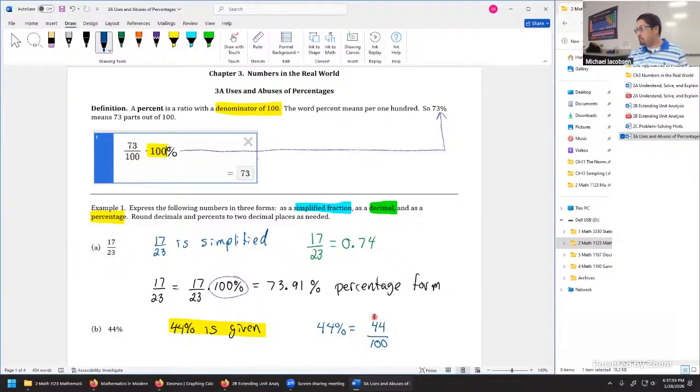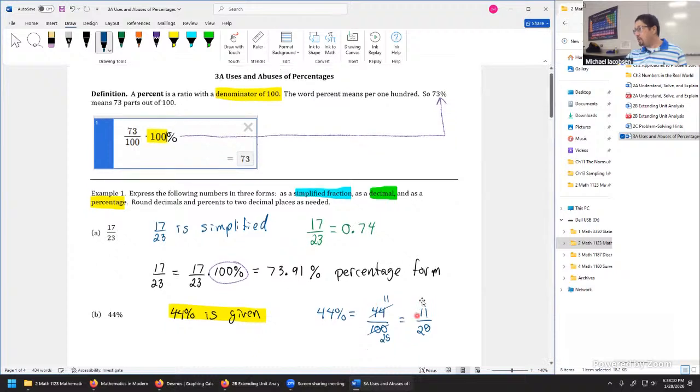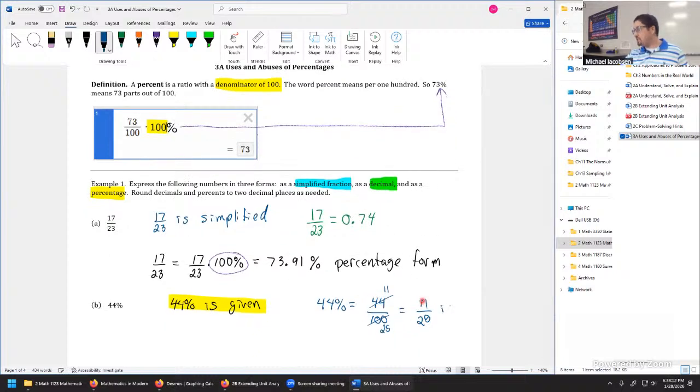So in the fraction form, let's say divide the numerator and denominator by 4. That would give us 44 divided by 4 for 11. 100 divided by 4 will give us the 25. And so we have now 11/25, and this is simplified. So 11/25 altogether.